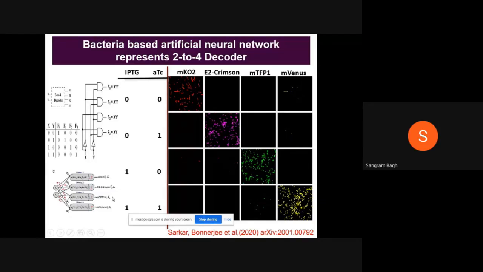And finally, when you actually make this network, and this is an experimental result, you can see diagonally there is fluorescence, red, purple, green, yellow, and everywhere else it is black. So exactly it is like that. Diagonal is 1, 1, 1, 1, everywhere else it is 0. So we're excited because you can make this 2 to 4 decoder with bacteria using ANN.